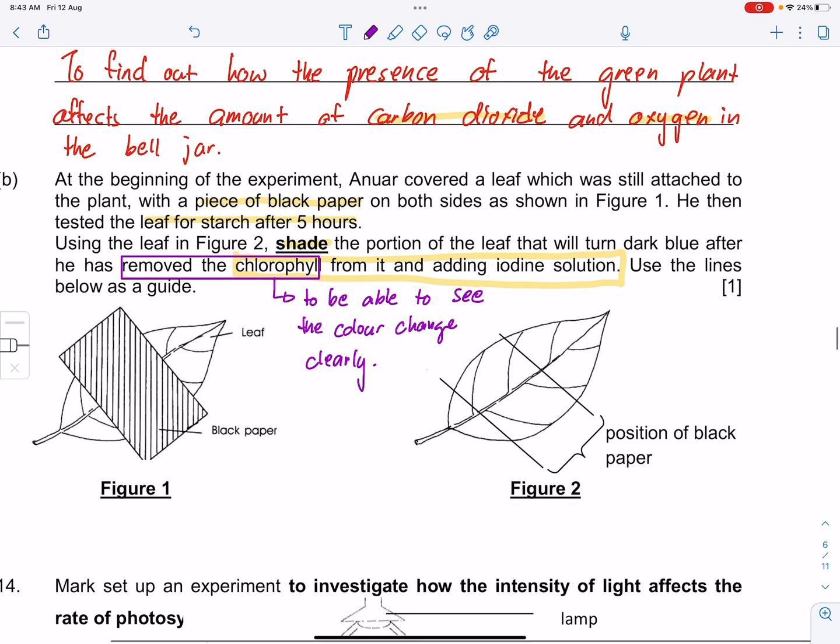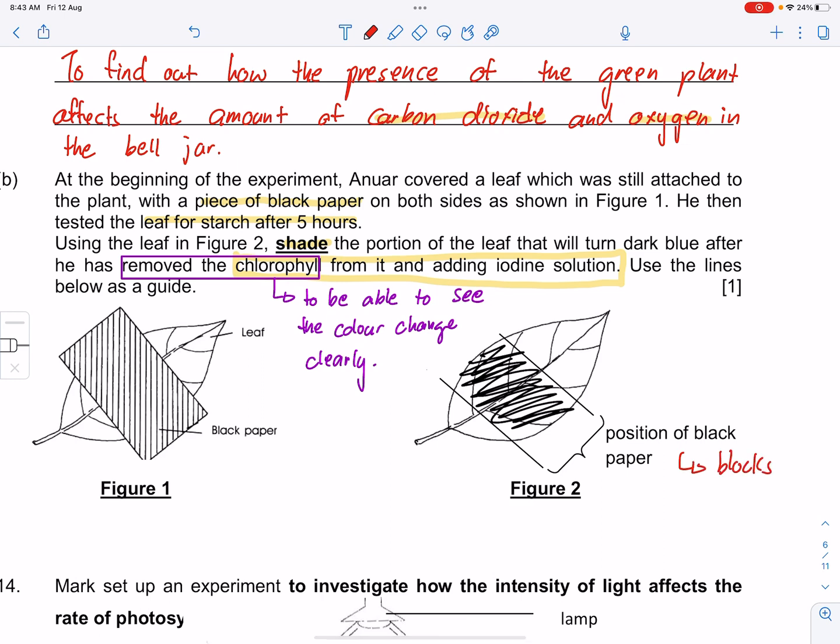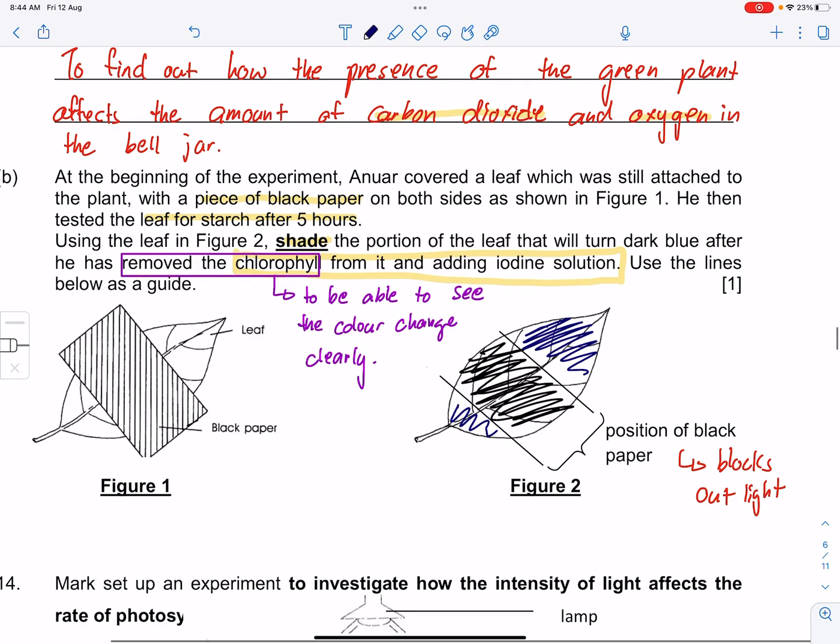Now, this is the part where they add the black paper. Think about it. What does the black paper do? The black paper essentially blocks out light. Because it blocks out light, it prevents this part of the leaf from receiving sunlight. If this part of the leaf cannot receive sunlight, it is unable to photosynthesize, so the brown iodine solution remains brown. Whereas this part over here, you would see dark blue, because this is where photosynthesis has taken place. Some of you have gotten this question wrong. Please take note of this.